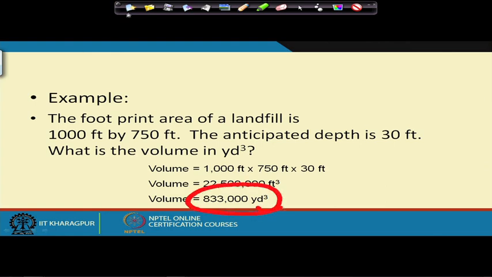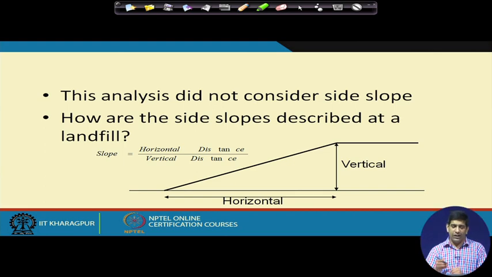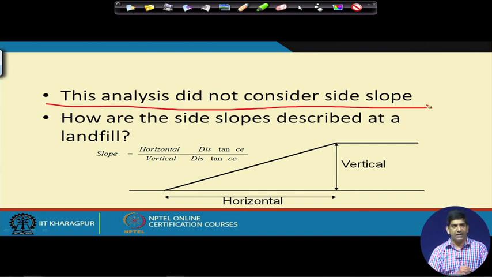Now how can we use this volume? Here we are not considering the side slope, but in actual conditions, when you do the volume calculation, you will have the side slope, isn't it? We talked about the landfill having a side slope. The analysis that we did in the previous slide did not consider the side slope, but actually the side slope will be there at the landfill.